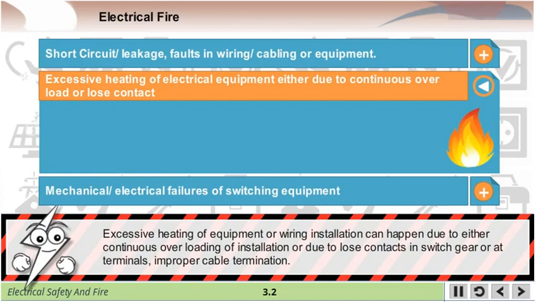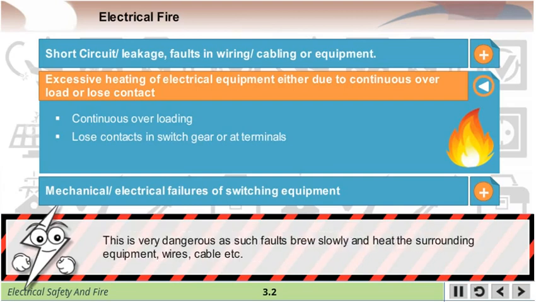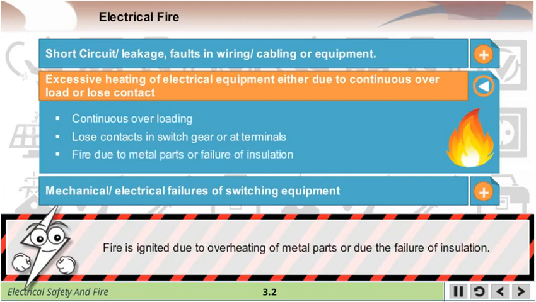Excessive heating of equipment or wiring installation can happen due to either continuous overloading of installation or due to loose contacts in switchgear or at terminals, and improper cable termination. This is very dangerous as such faults brew slowly and heat the surrounding equipments, wires, cables, etc. Fire is ignited due to overheating of metal parts or due to the failure of insulation.